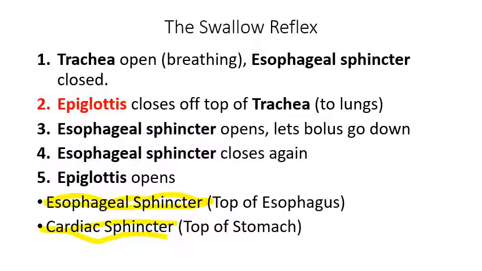Okay, so don't confuse. There are actually three sphincters in close proximity. The esophageal sphincter is located at the top of the esophagus. The cardiac sphincter is located at the top of the stomach. And what was the other one again? Located at the bottom of the stomach. That's called the pyloric sphincter. So don't confuse where those three are.